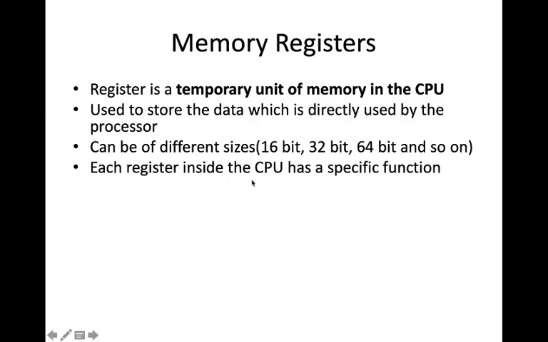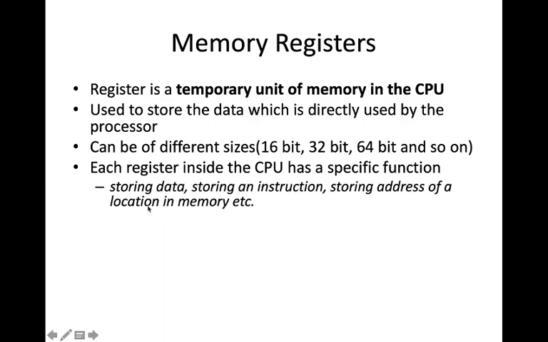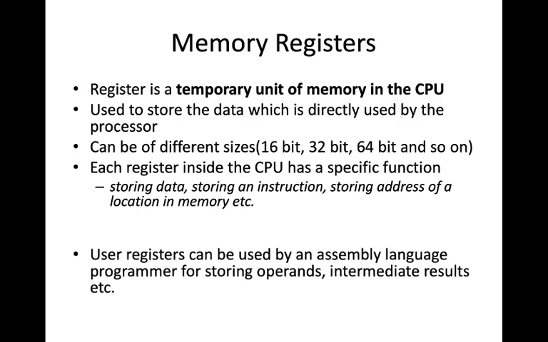So each register inside the CPU has a specific function. There are different kinds of registers available, and they will be used for different functions. It may be to store data, it may be to store an instruction, it may be to store the address of a location. So maybe some registers will store only data, some registers will be used to store only instructions, some registers will be used to store the address of a location. Like that, registers will be used for specific functions.